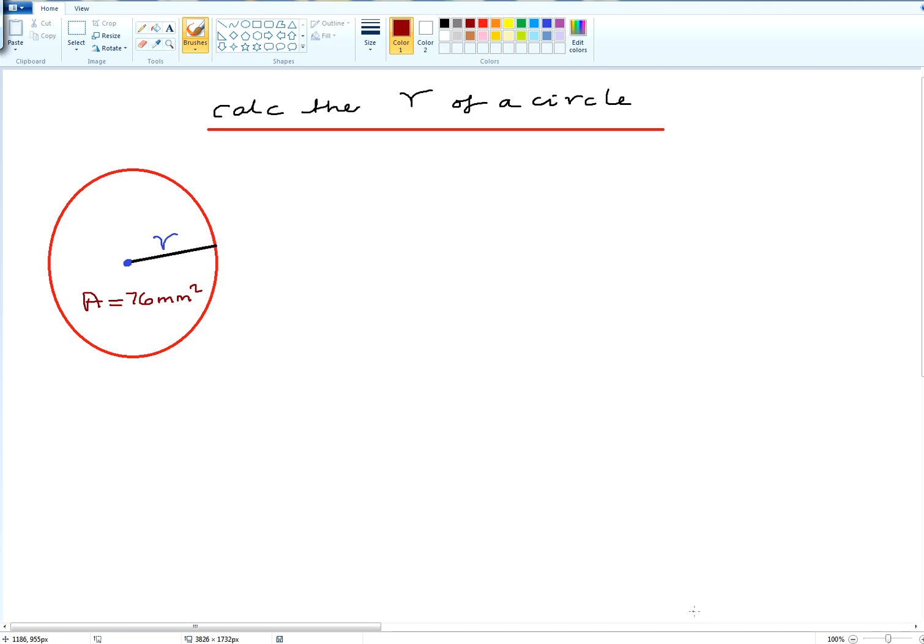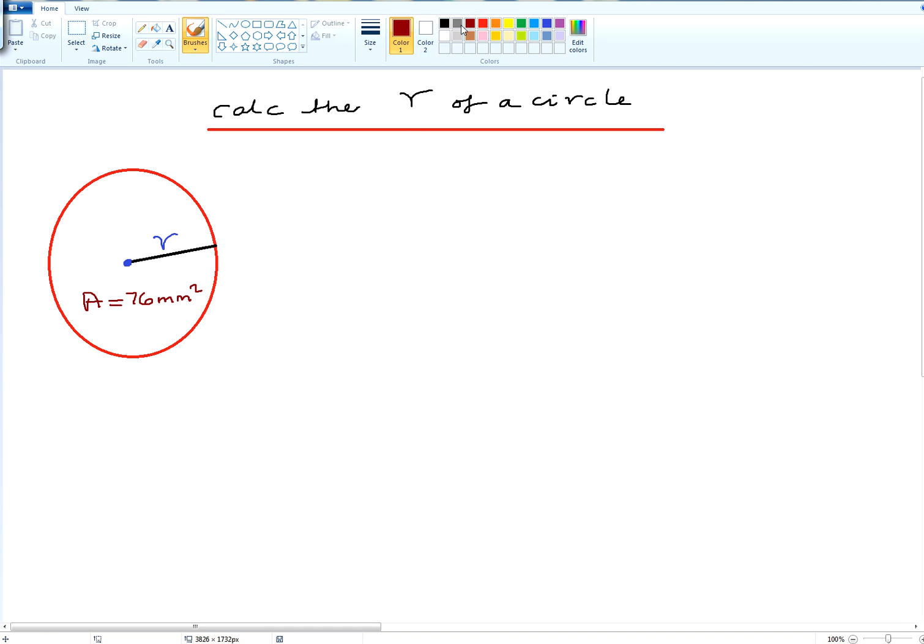Okay, Bismillahirrahmanirrahim. Okay, folks, in this particular question, we've been given the area of the circle. In this example, the area is 76 millimeters squared. We have to now work out the radius. I normally call this kind of question a reverse question because they're giving you the answer, and you've got to go and work out part of the question. So let's have a look.